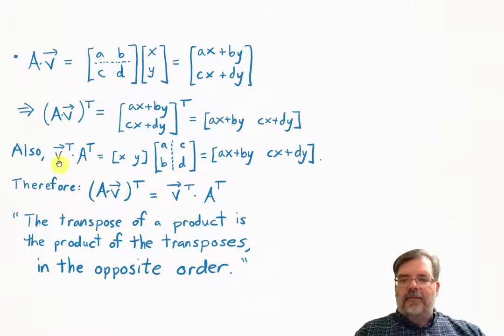Now, interestingly enough, let's say you want to calculate V transpose times A transpose. Right? V transpose you can think of as a 1 by 2 matrix, 1 row, 2 columns, and A transpose is still a 2 by 2. So this matrix product is defined, but when you multiply that out, you get exactly the same thing as the transpose of A times V. So in other words, the transpose of the quantity A times V is equal to V transpose times A transpose.